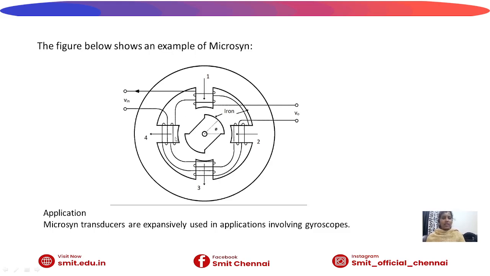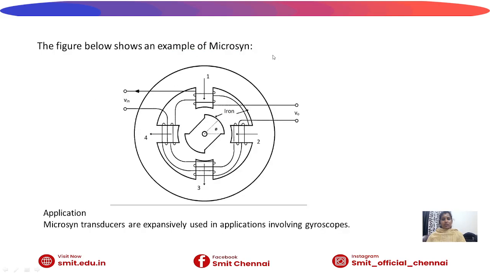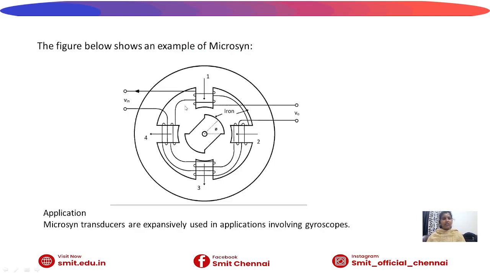Here, 1 and 3 are connected to the input voltage, and 1 and 2 are connected as the output voltage. The microsyn transducer is extensively used in applications involving gyroscopes. A gyroscope is an angular measurement device, right? So this is the microsyn transducer. I have given the working here, and also explained it here for the microsyn, right?